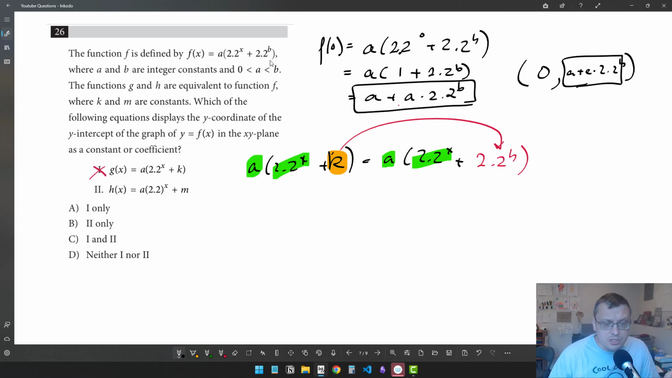How about number 2? We'll do the same process. We're going to set a times 2.2 to the x plus m equal to a times the original function, 2.2 to the x plus 2.2 to the b.